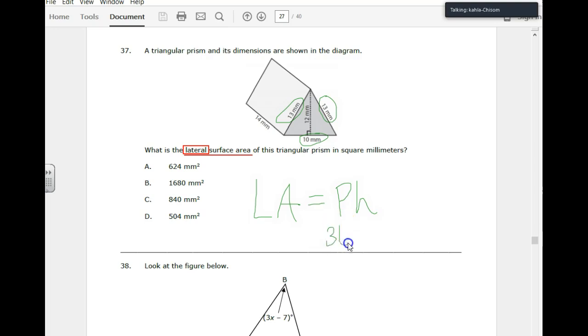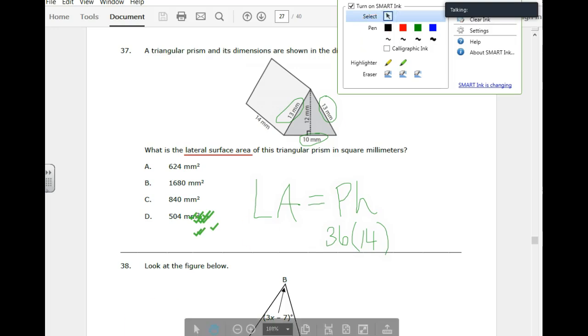I was stuck on that question forever. 36. The height of the prism is? 14. It's the height of the prism. Yeah. Then I finally realized they tried to trick us by not standing it up. True, they didn't stand it up. All right, so what is that? I didn't even calculate that. 36 times 14, 504. Good. D is the correct answer.